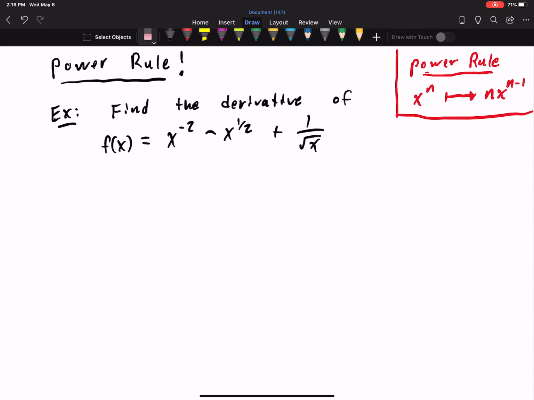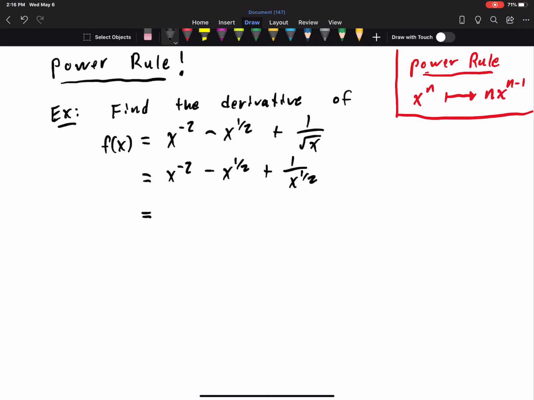So the first thing we're going to do is change this radical into a fractional power. The stuff that we're not playing with just gets carried along for the ride. Okay? So we have 1 over x to the 1/2 power. Okay, so now we don't have a radical anymore. We're getting closer to what we want.